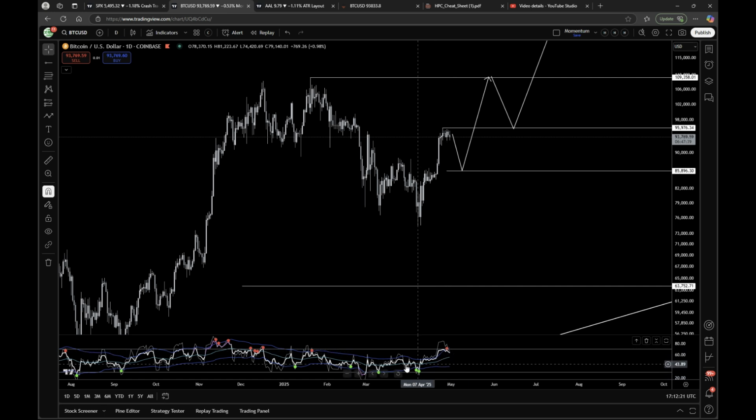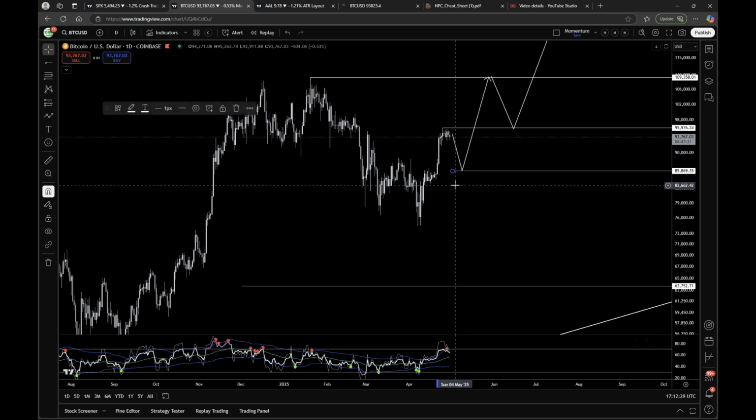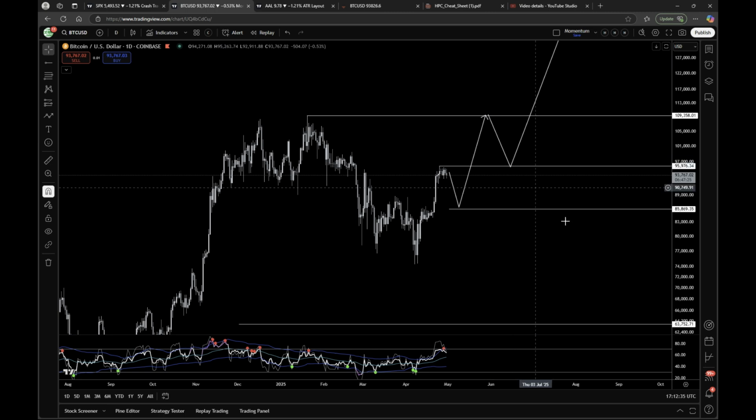As we curl under, back into the band, exit the band, curl back into the band, test the midline, I would hope that a test of the midline would result in this higher low. Well, then we can expand back upwards.